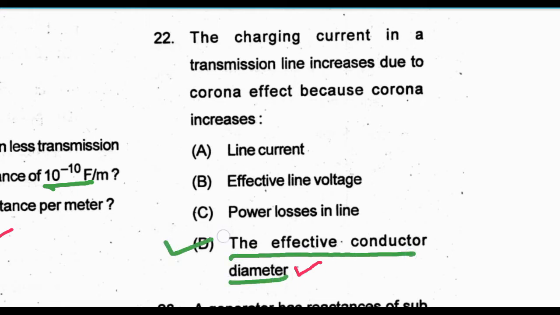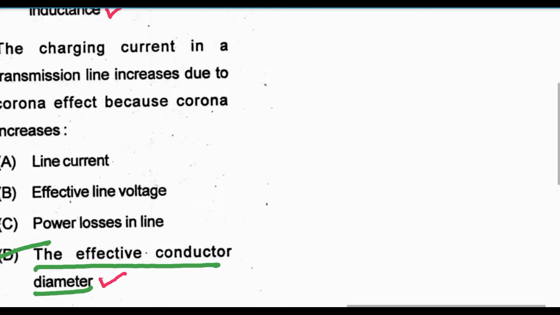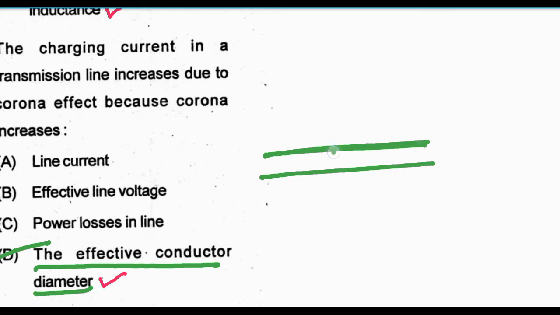So option D here is the correct answer. Due to the effective conductor diameter increasing, the capacitance of the transmission line increases, and that is by which the charging current increases. And how is it increasing? Suppose this one is the transmission line and this one is the thickness of the transmission line, or the diameter.